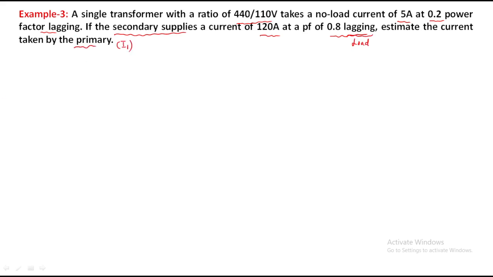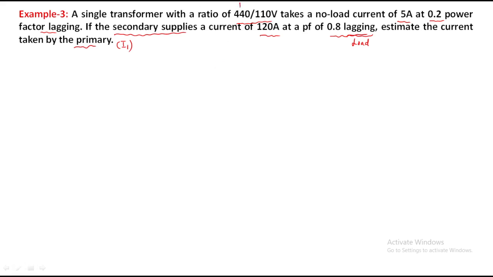A single-phase transformer with a ratio of 440 by 110 volts takes a no load current of 5 amperes at 0.2 power factor lagging. If the secondary supplies a current of 120 amperes at a power factor of 0.8 lagging, estimate the current taken by the primary. So this is a problem based on the operation of a transformer under load condition.